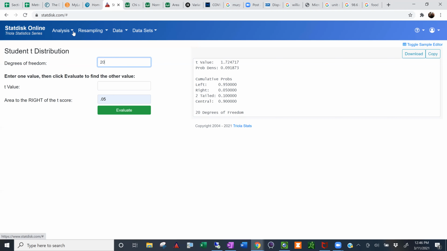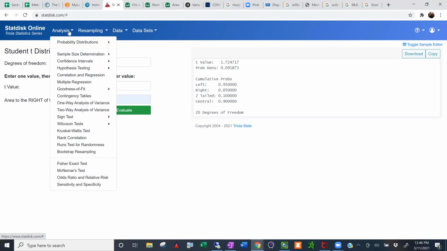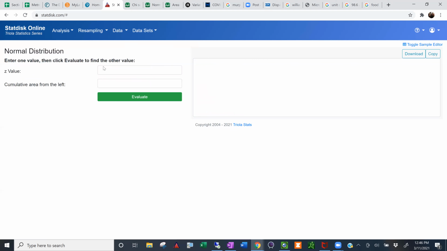Now, as I said earlier, the way they set up the normal distribution works a little differently than the t distribution. So if I go to probability distributions, normal distribution, this time it's telling me the cumulative area from the left. So if I have 5% of the area in the right tail, how much is in the left tail?